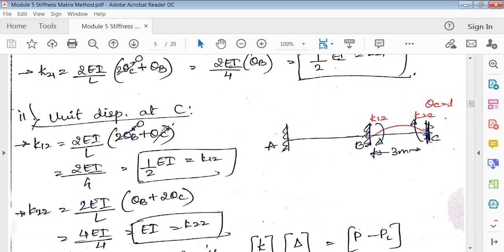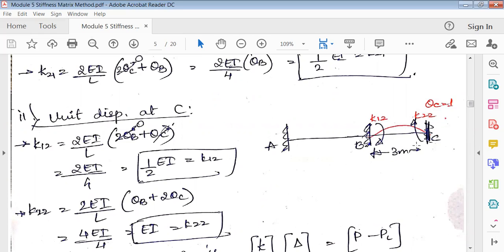Okay, before that what you'll do is just draw the deflected shape. So when you apply this rotation theta C like this, what it tries to do is it tries to push BC upward. So this is the deflected shape of the beam. Then as usual, BC and CB are moving, they are rotating. So mark here K1, K2. Okay, so this is the first direction, K1, K2.